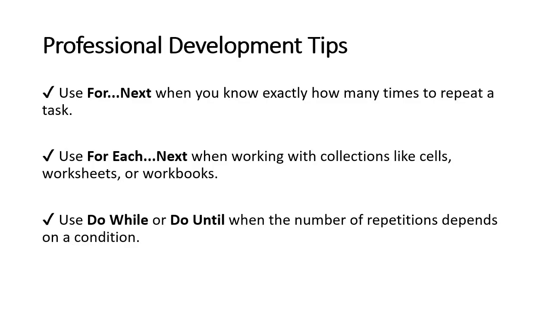Here are some professional development tips for you. Use For Next when you know exactly how many times to repeat a task. Use For Each Next when working with collections like cells, worksheets, or workbooks. And finally, use Do While or Do Until when the number of repetitions depends on a condition. Professional VBA developers follow these simple guidelines. Choosing the right loops makes your code easier to read, easier to maintain, and often easier to execute.